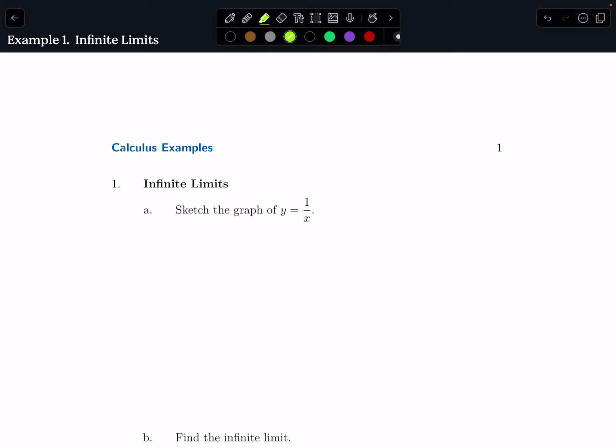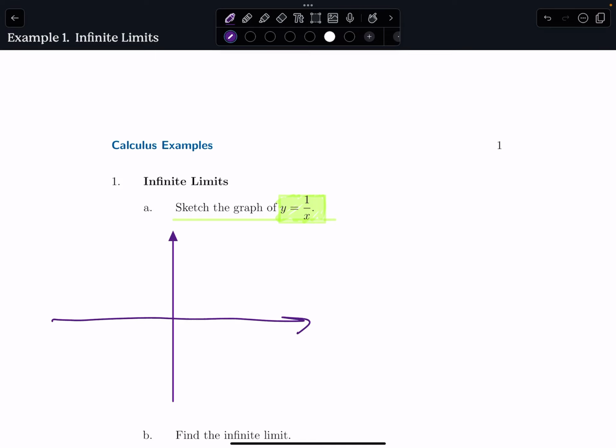Okay, so let's look at this. I'm going to break this down into pieces. First, we're going to sketch the graph of this function y equals 1 over x. This is what some people would consider an elementary function that we would learn about in pre-calc, but some people didn't do that very much. It's not so clear whether everybody would have learned that. So let's just go for it here.